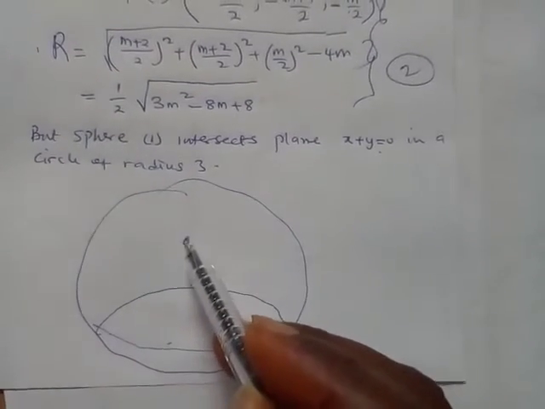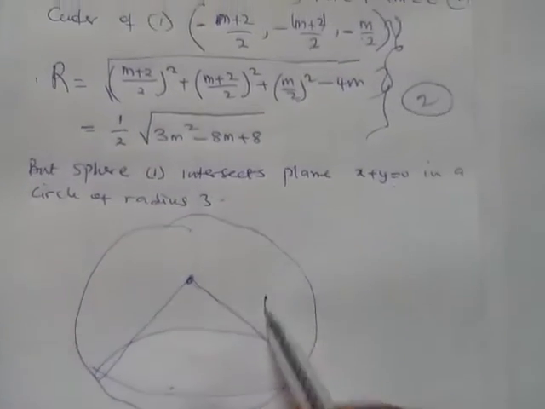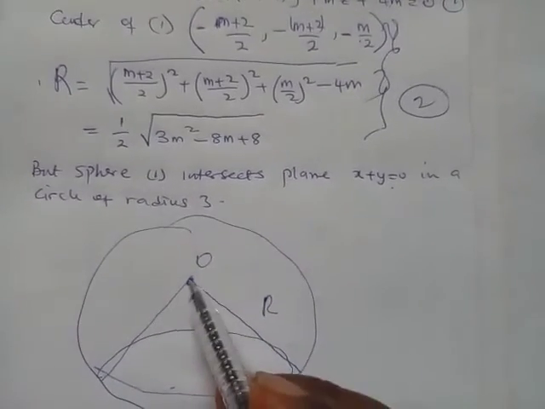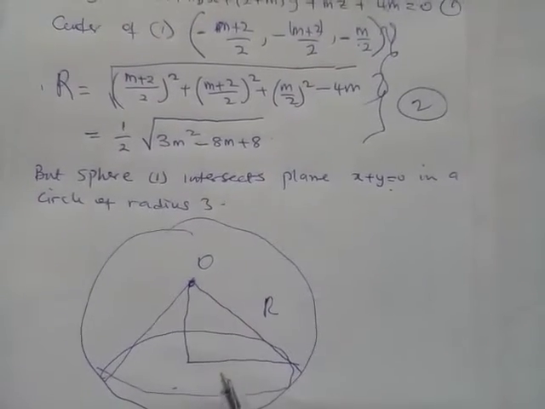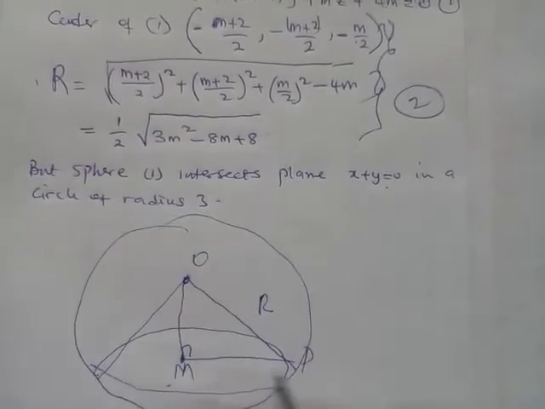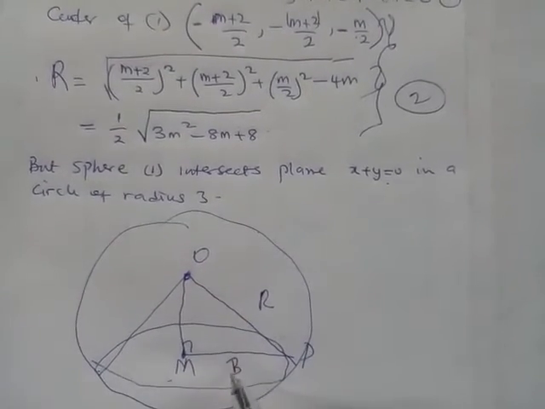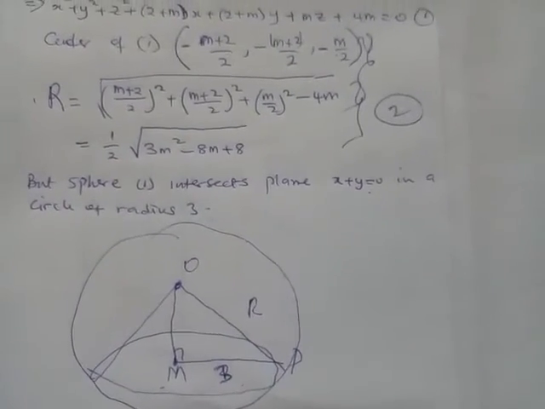So this is the center of the sphere. Let's say this is the radius which you have found. This is the center, which is O. Let's say this is M. Thank God we have been told in the question that this plane cuts a circle of radius 3. So this has been told.